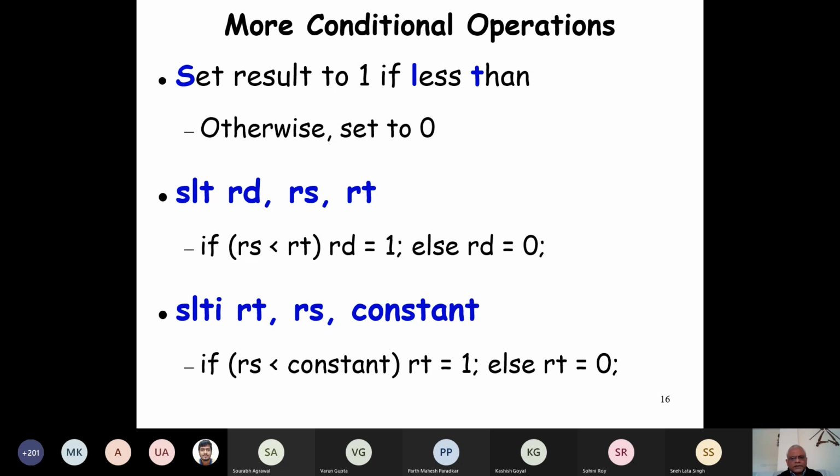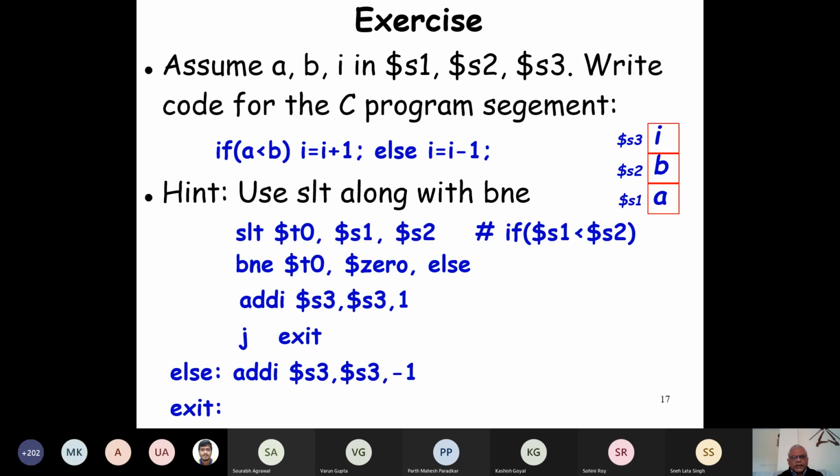Similarly, we have this instruction SLTI, set less than immediate. Here we give a constant and we compare RS with the constant. If RS is less than the constant, then RT will be set to 1, otherwise it will be set to 0. So these two are also very useful instructions. In our programs, we will use them frequently to write loops, conditionals, and so on. Now let's write a very small program, a conditional statement, if then else.